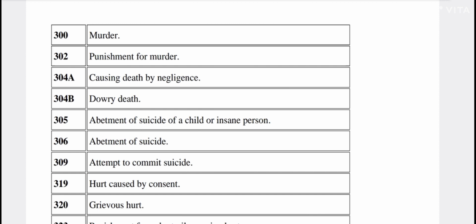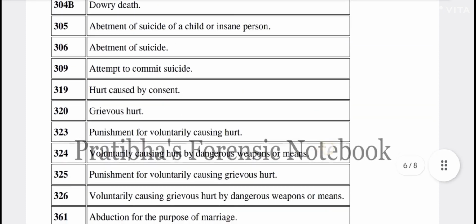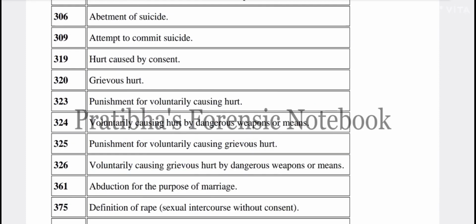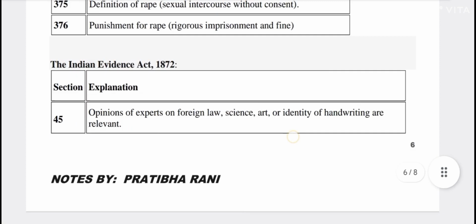Then 304A is causing death by negligence. Then 304B, dowry death. Then 305, abetment of suicide of a child or insane person. Then 309, attempt to commit suicide. Then 319, hurt caused by consent. Then 320, grievous hurt. This way you can remember the headline of these acts.